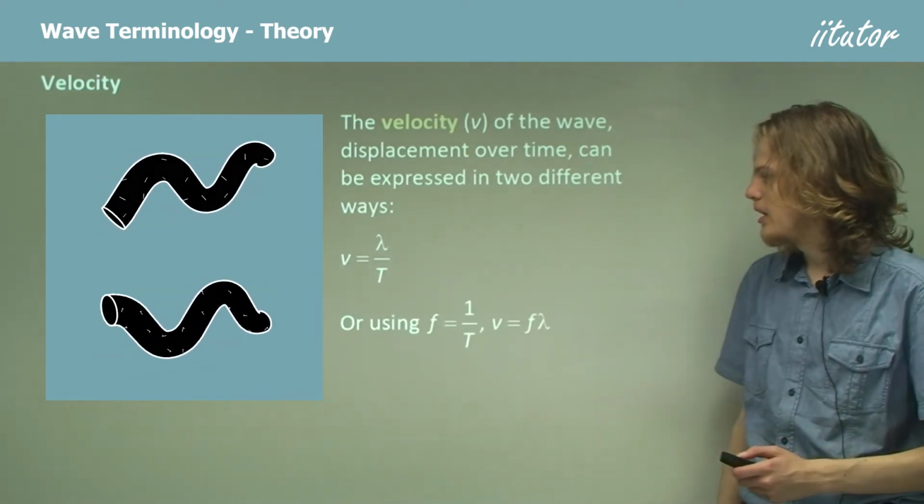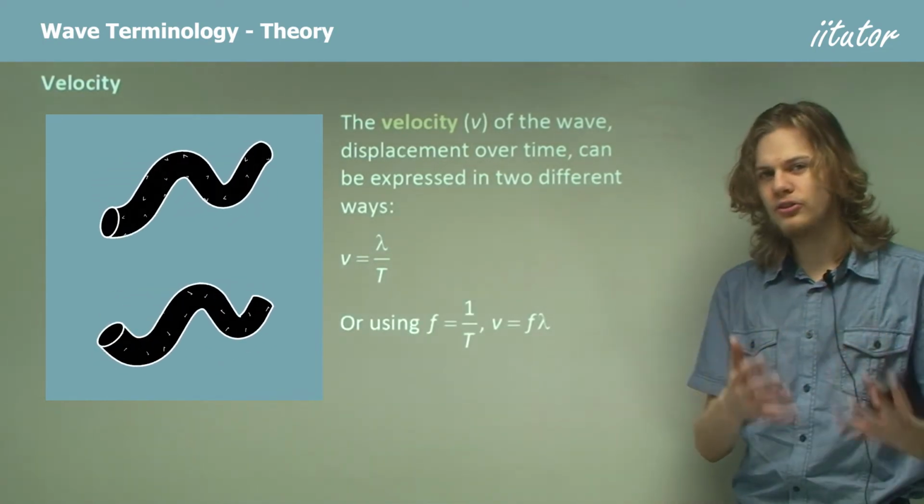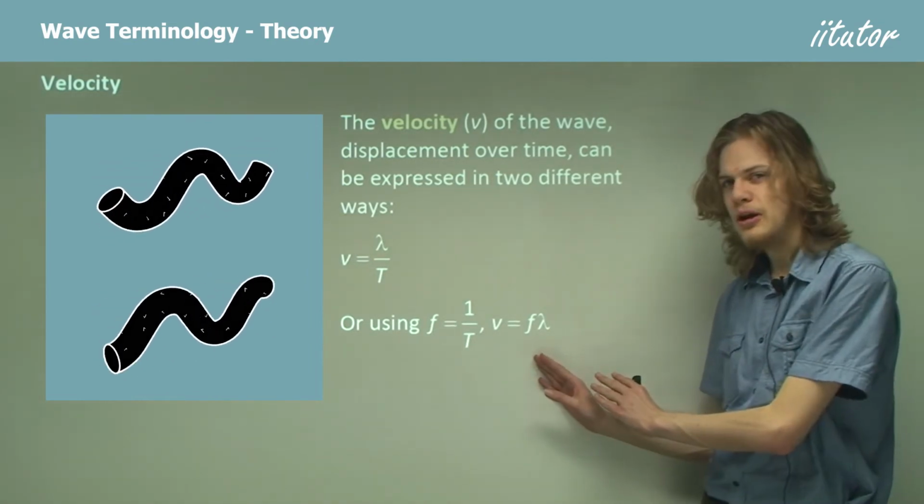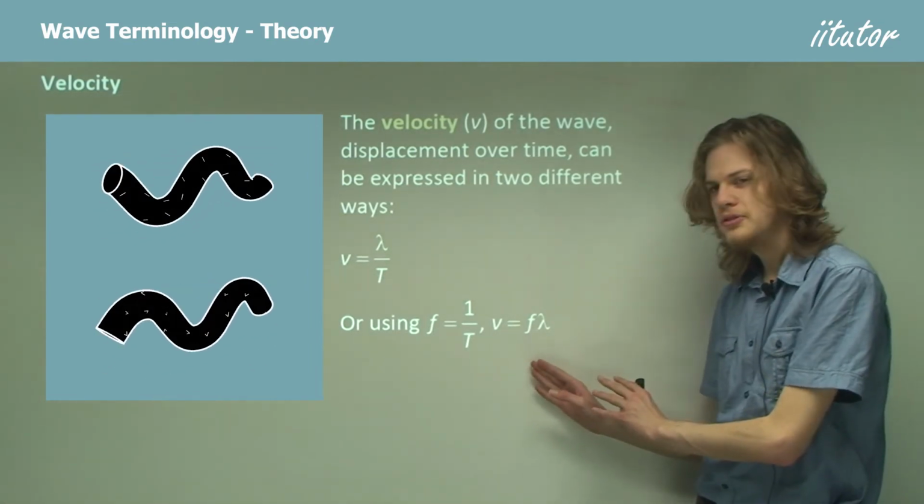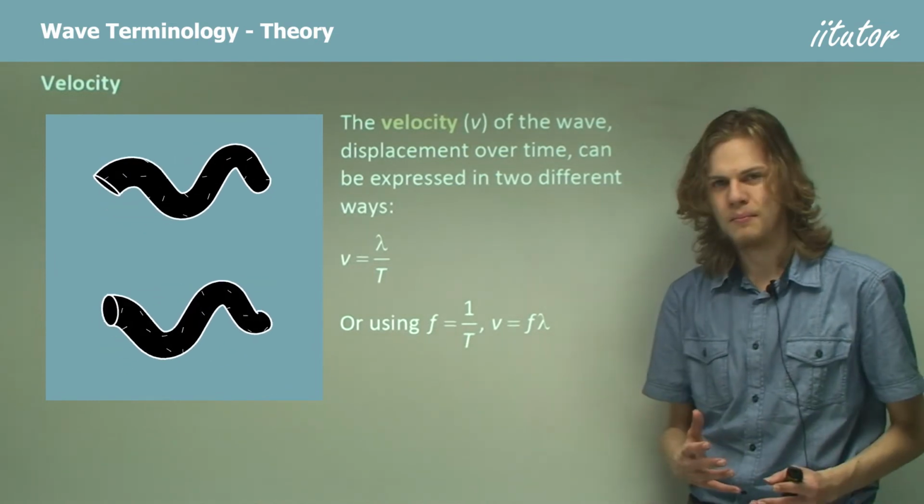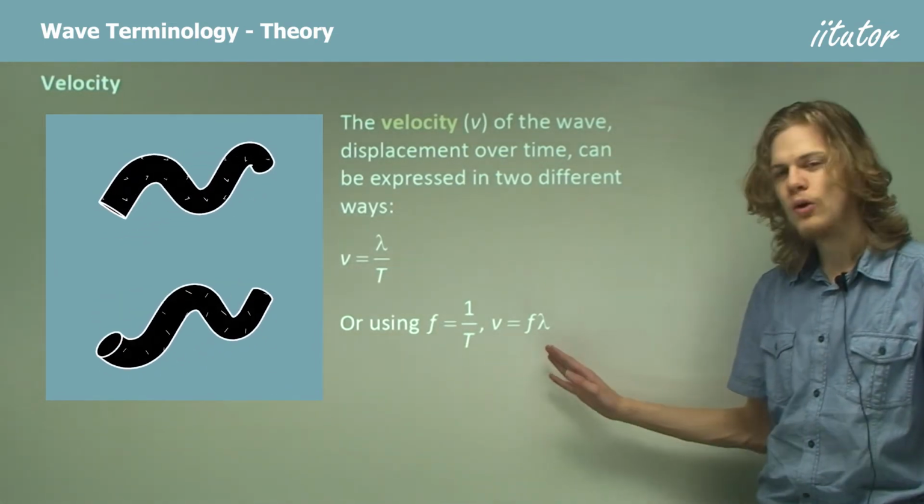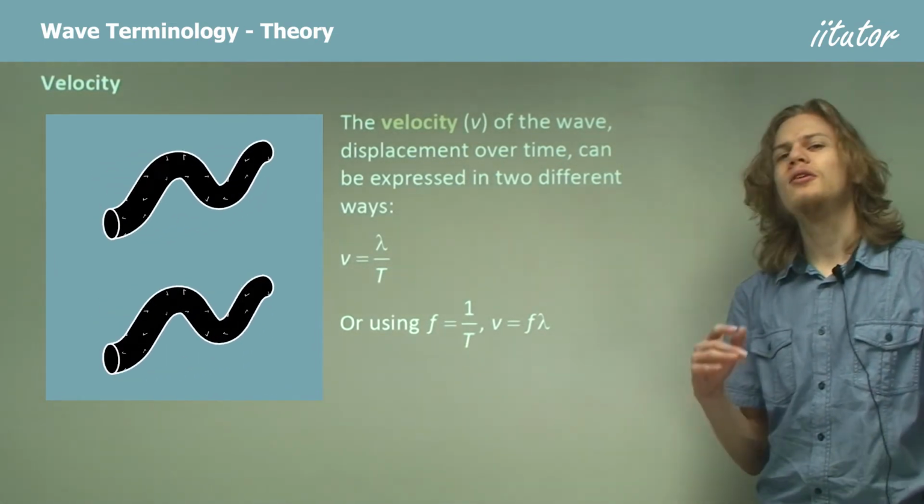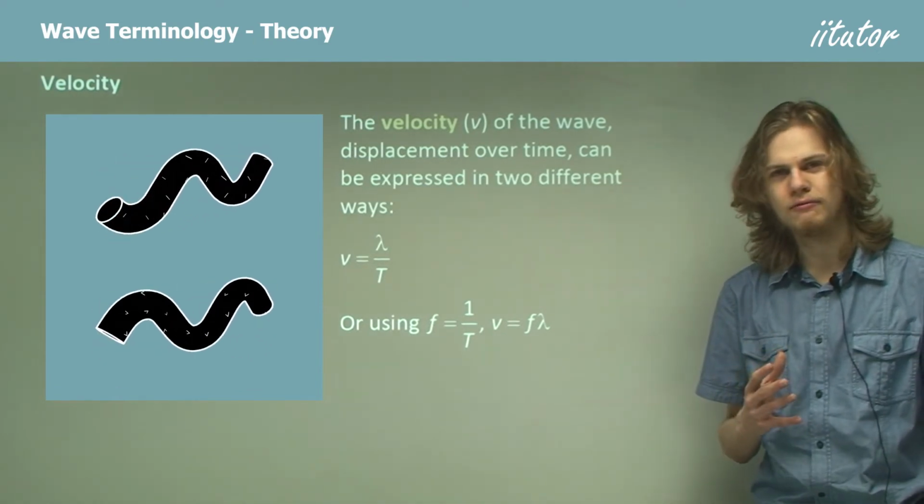That means that we can measure the velocity of a wave with the wave equation. Velocity equals frequency times wavelength. So if we know the wavelength and we know the frequency, we can figure out exactly how fast the wave is going.